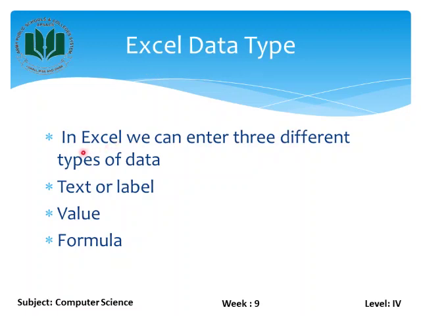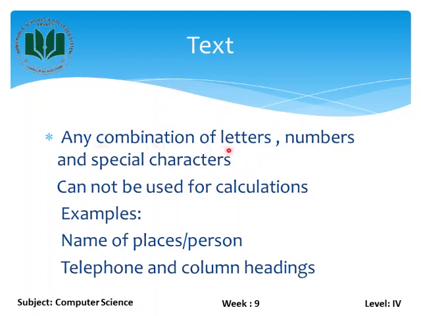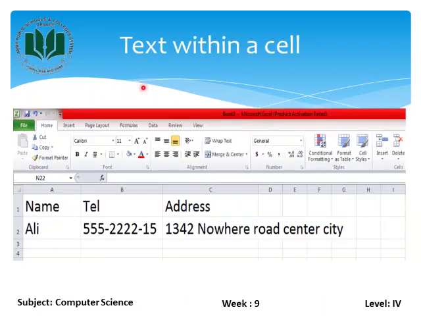Excel data types. In Excel, we can enter three different types of data: text or label, value, and formula. Text. Any combination of letters, numbers, and special characters, and they cannot be used for calculation. For example, names of places and persons can be used for text. Telephone numbers and column headings can be used as text. Text within a cell: here in this example, you can see that we type the text like this, and it will appear in Microsoft Excel like this.